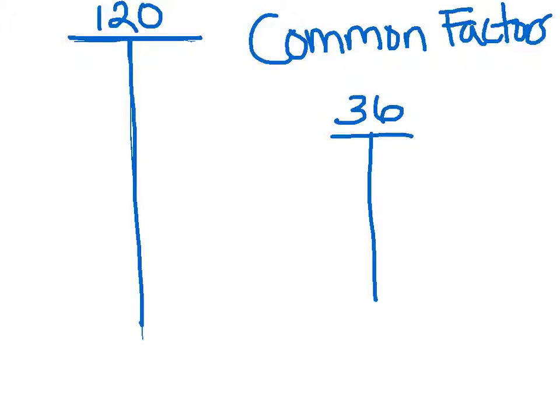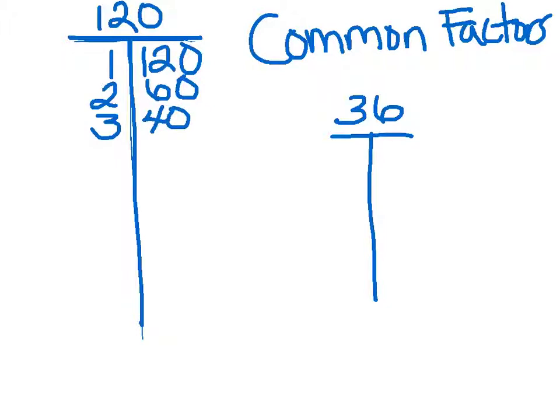So if we look at the factors of 120, the first factor is always 1 and 120, the number 1 and itself. This is an even number because it ends in a 0, so we know that 2 times something is a factor, and it's 2 times 60. If we add up 1 plus 2 plus 0, we get 3. So we know that 3 goes into 120, and 3 times 40.